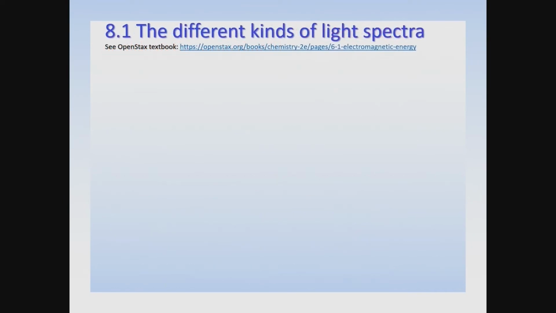Okay, so the first thing I need to do is talk about some of the different kinds of spectra that you can see when you're looking at energized matter. There's really not a great description of this in your book, so a lot of this information I'm getting from another textbook called OpenStax. It's an online textbook, and if you click on that link there, that should give you a nice description of what I'm going to be talking about.